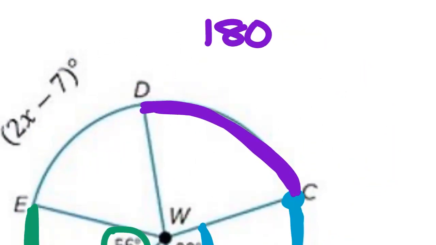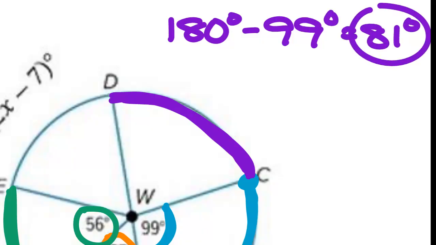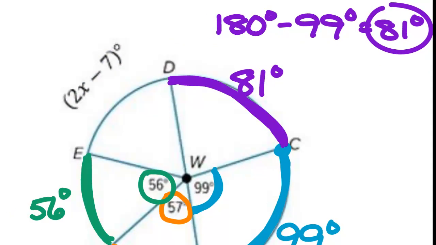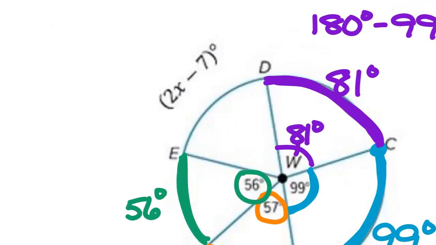180 minus 99 would give us what? 81. So this arc is 81 degrees. That means this angle right here is 81 degrees. They wanted me to find x. Now I only have one arc that I don't know, correct? This is the only arc that I don't know.